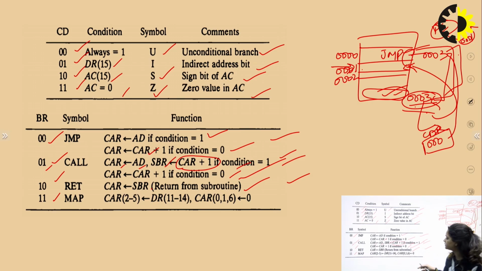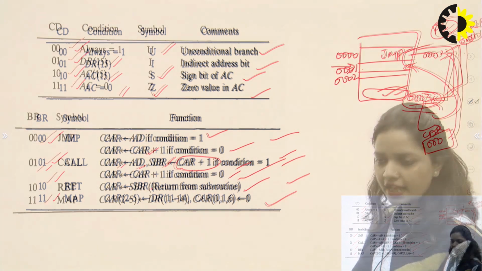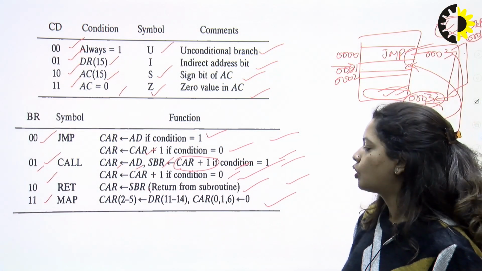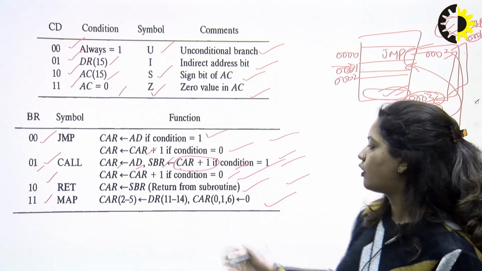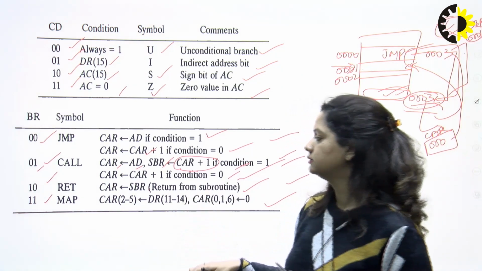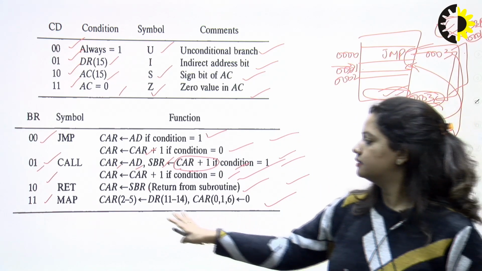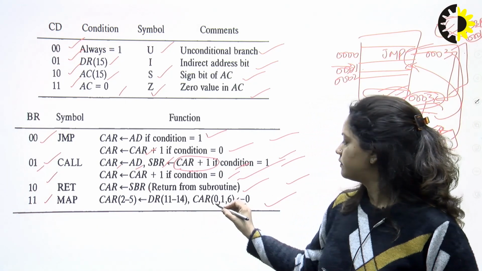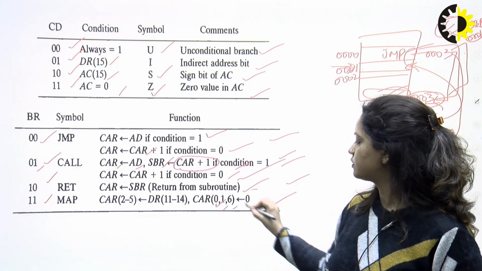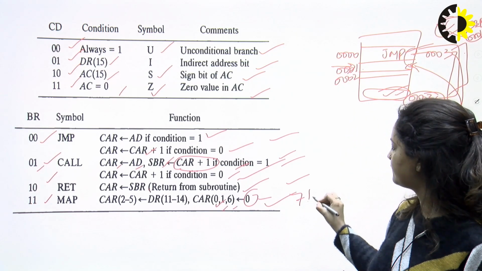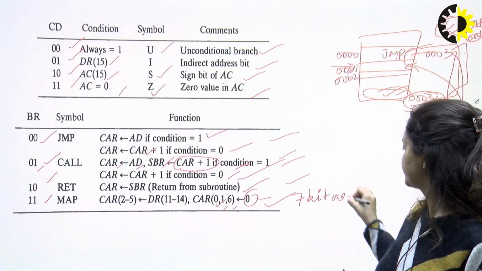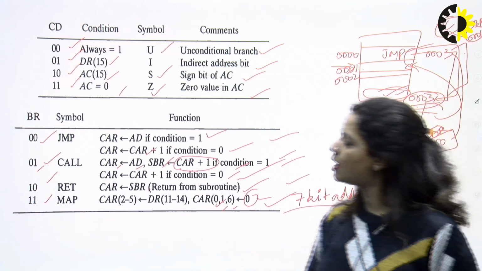Next is the mapping logic that I have already discussed with the help of the diagram, that we have to copy the opcode bits, that is bits 14 to 11, directly into the CAR register, and then insert 0 at bit 6 and location 0 to make a 7-bit address. So that's all about this control word.